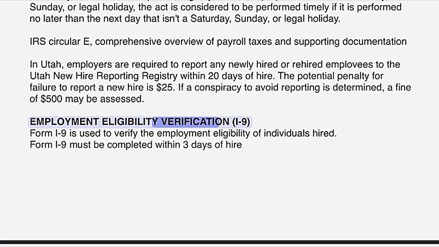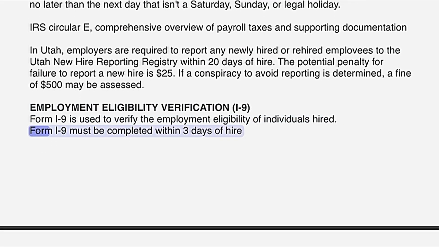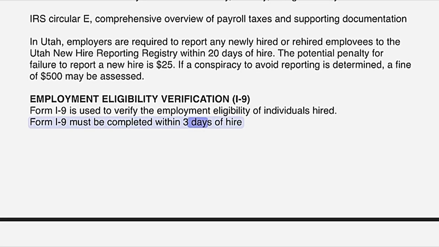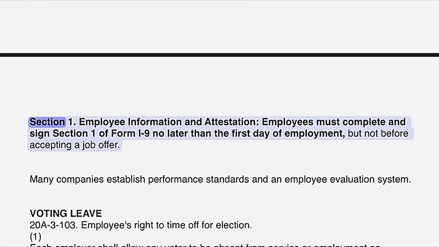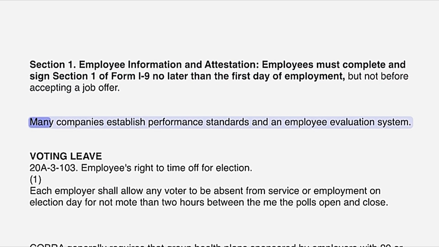Employment Eligibility Verification, I-9. Form I-9 is used to verify the employment eligibility of individuals hired. Form I-9 must be completed within 3 days of hire. Section 1. Employee information and attestation. Employees must complete and sign Section 1 of Form I-9 no later than the first day of employment, but not before accepting a job offer. Many companies establish performance standards and an employee evaluation system.